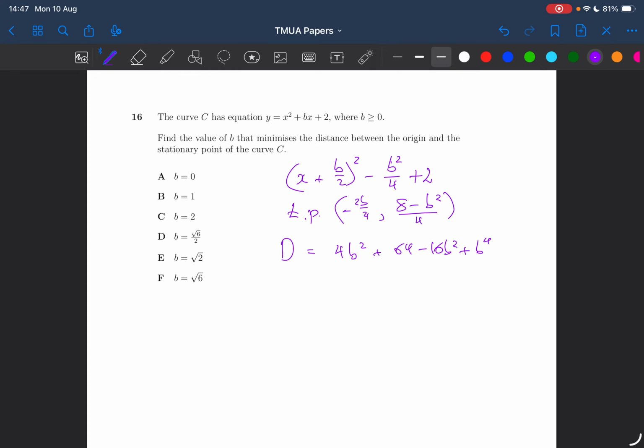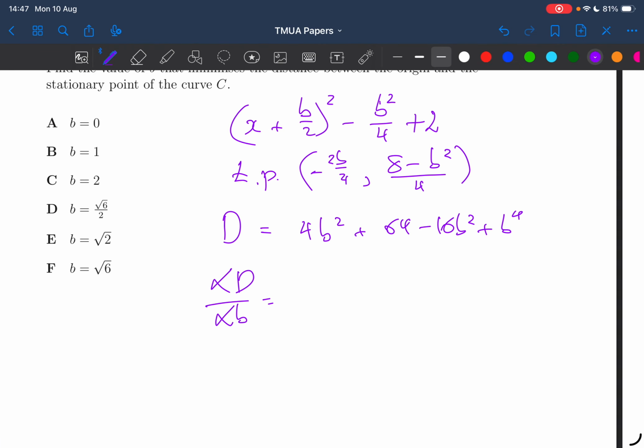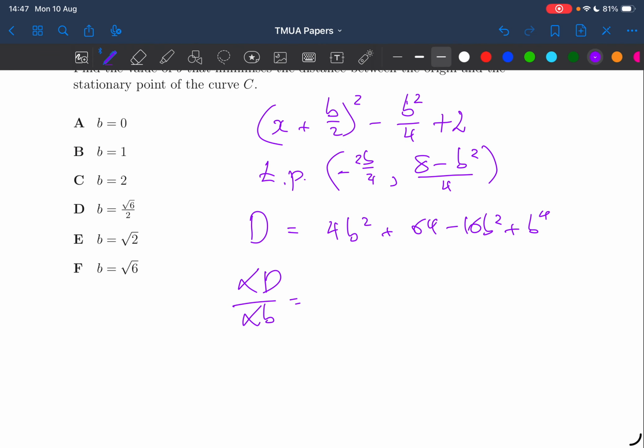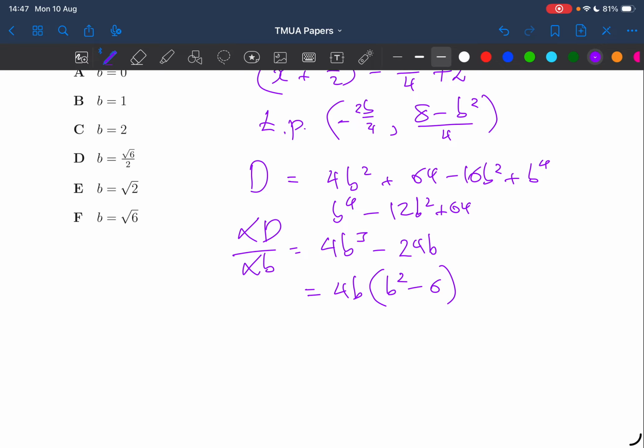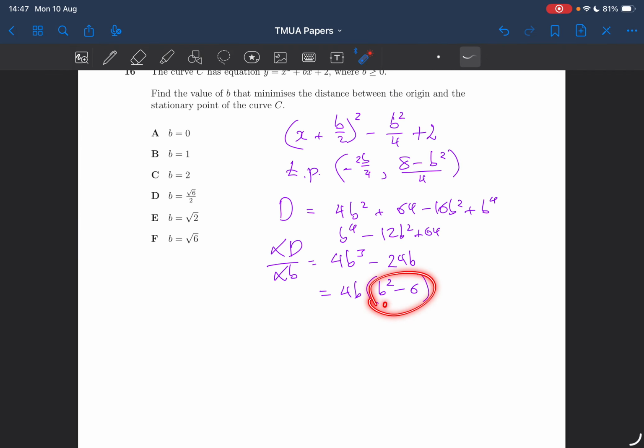So let's find the turning point of this basically. Let's do dd, db. I could just collect, I suppose, can I first? I got b to the 4 minus 12b squared plus 64. Now if we differentiate, we get 4b cubed minus 24b. 64 will go away, won't it? So we can factorize that, take a 4b out the front. And what I'm left with, b squared minus 6. So you can see this is going to happen either when b is 0 or root 6.